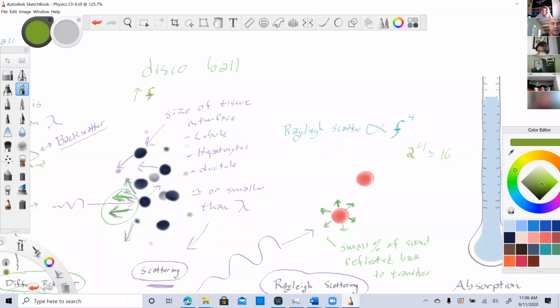An increase in frequency is going to cause an increase of scattering, but not at this level, not at the frequency to the 4th degree.